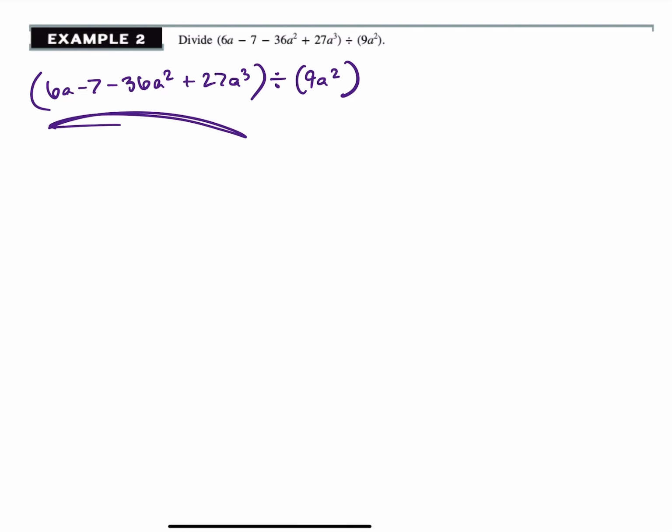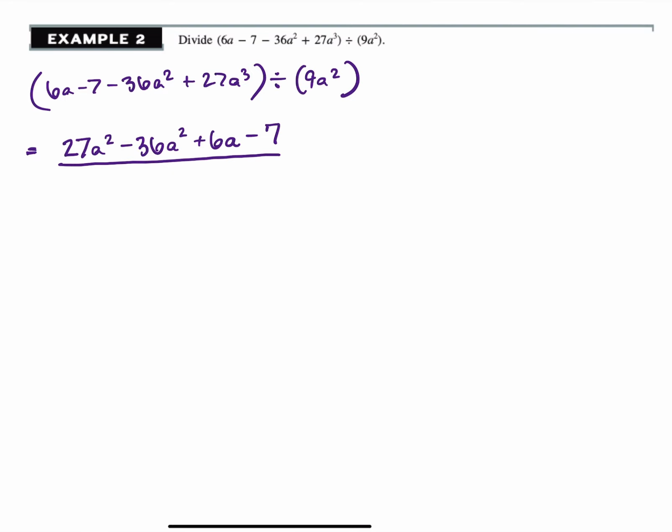Notice the left one is all kind of mixed up. It's helpful to write it in descending order, meaning we start with the highest power and then reduce from there. So I'm going to write this as our highest power is the a cubed, so we have 27a cubed minus 36a squared. Then we have a 6a to the first power, and then minus 7. And this is all being divided, so I can write this on the top of a fraction with the denominator being 9a squared.